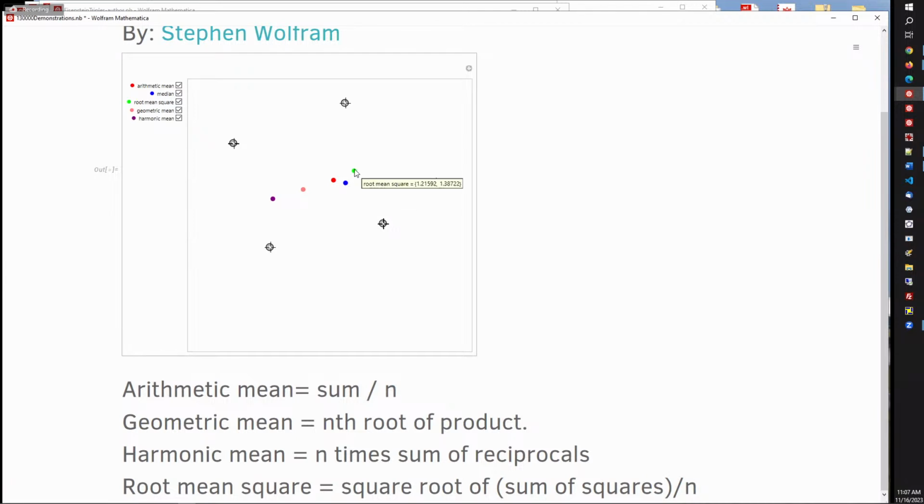The root mean square is the square root of the sum of squares divided by n. The geometric mean is the nth root of the product. And the harmonic mean is n divided by the sum of the reciprocals. And they have this relationship to each other. The green, red, pink, and purple points are usually in this sort of line as you do them. I think we can add another point here.